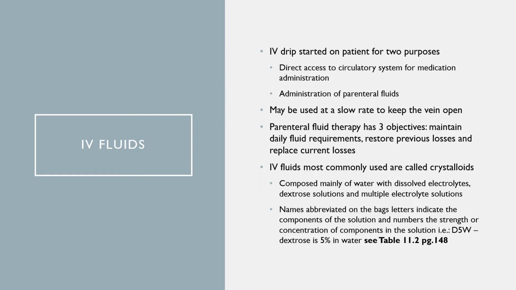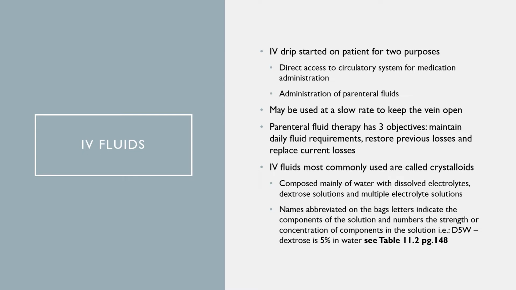Okay, so we'll talk a little bit about IV fluids here. An IV drip is started on a patient for two purposes: direct access to the circulatory system for med administration, and for administration of parenteral fluids. Every surgical patient will have an IV. They may be used at a slow rate to keep the vein open. Parenteral fluid therapy has three objectives. That's to maintain daily fluid requirements, restore previous losses, and replace current losses.